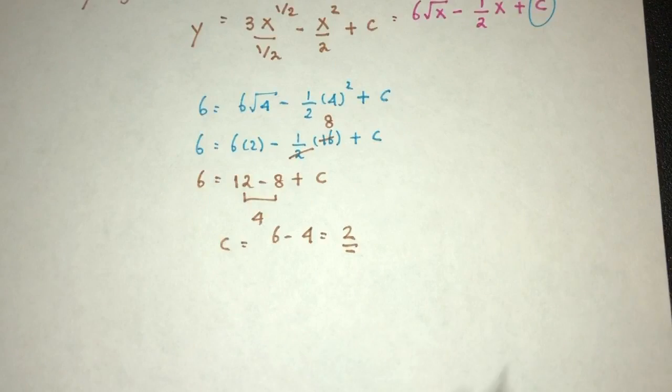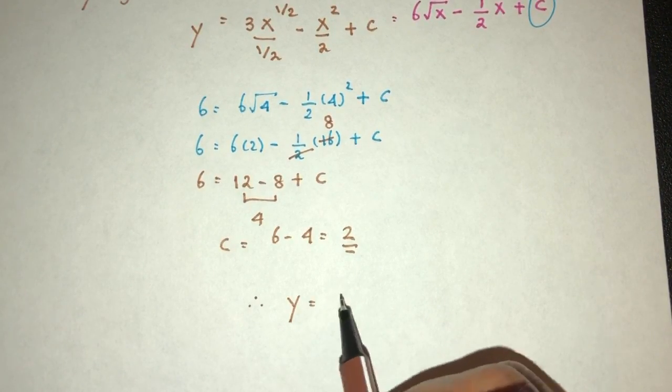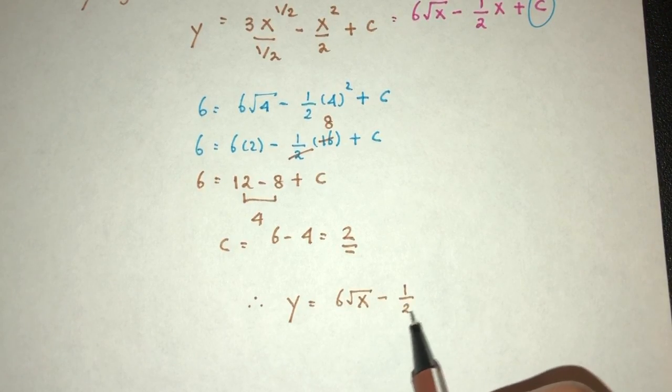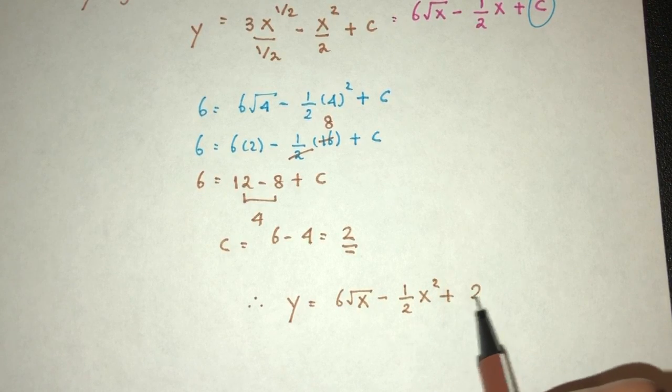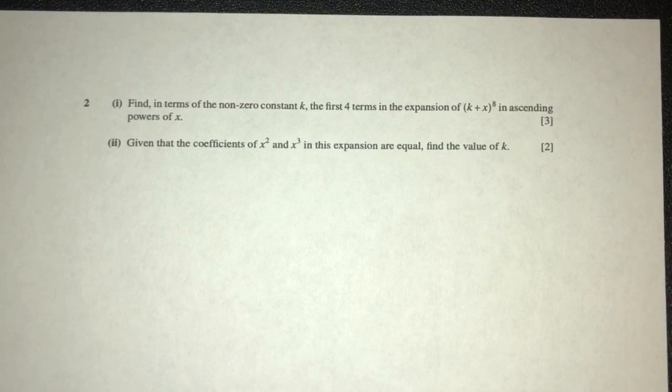So finally, the value of y, which is the equation of the curve, is equal to the same thing that we had before, which is over here: 6 root x minus half x squared plus 2. Okay, and that will be the equation of the curve. So let's move on to the next question.